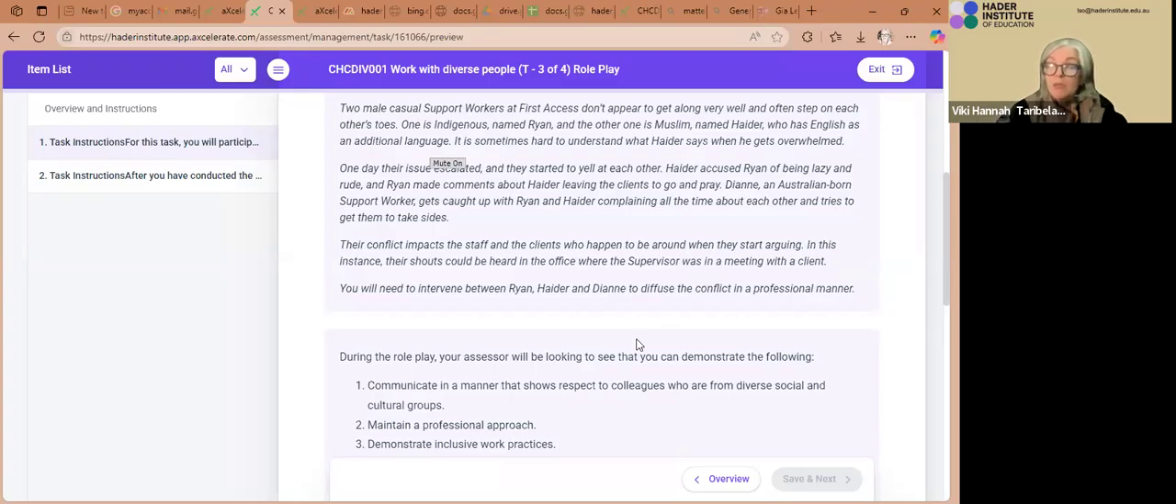And you need to intervene and respond, not react, but respond to Ryan, Hader, and Diane to diffuse or de-escalate the conflict in a professional manner. So it'll start off with the conflict, and that first part of it will be slowly moving into that. And then you will enter the scene in the first part of it where you de-escalate and bring everybody to that more regulated space. You're going to need to manage it.